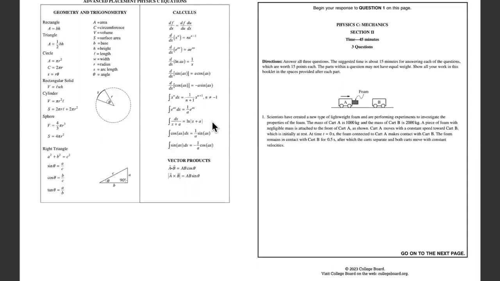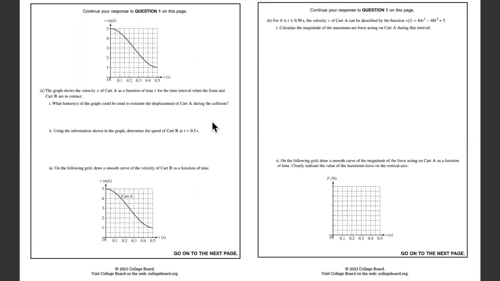We do know that the two cars collide, so the foam is going to make contact with car B for 0.5 seconds, and then both cars will separate and move with constant velocity. Now, being a collisions problem, this is going to make use of momentum somehow. For part A, we're given velocity as a function of time, and asked which features could be used to estimate displacement, much like we had in the previous one with the force position graph.